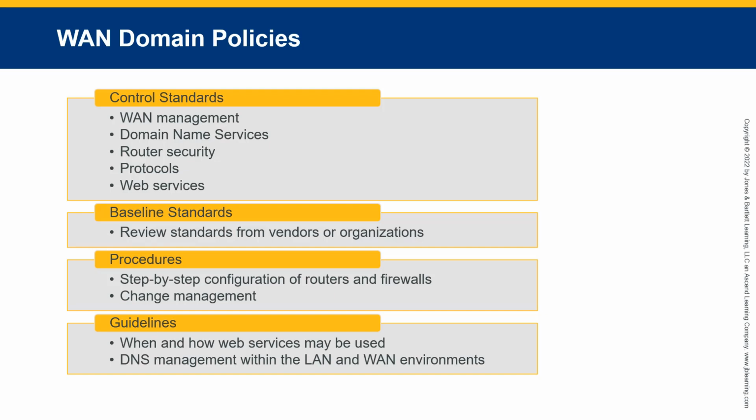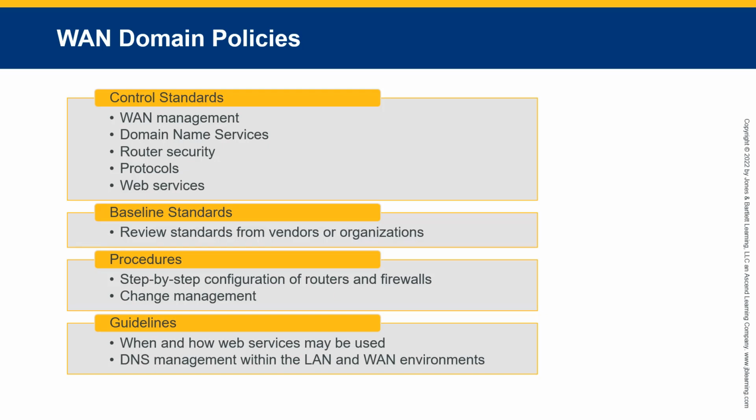Next is procedures. Procedures in this domain need to focus on configuration and maintenance of the WAN. This may include specific configuration procedures for WAN devices such as routers and firewalls. These procedures track closely to change management procedures found in the LAN to WAN domain. For most organizations, the network team working on the LAN will be the same network team working on the WAN. As a result, you find the same procedures being used for LANs and WANs.